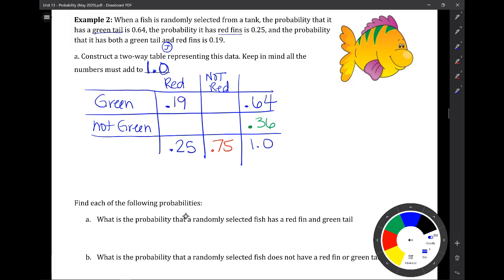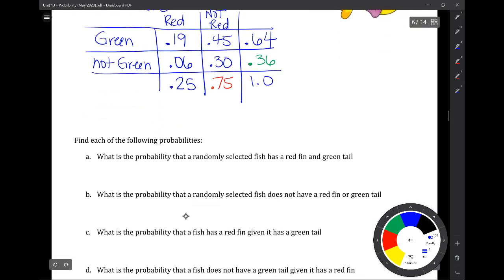And by a little math magic, you can fill in the rest of this chart by subtracting from the marginal totals here. I'm going to continue using my blue color here. So 0.25 minus 0.19 is 0.06. 0.64 minus 0.19 would give me 0.45. And you have probably 4 different ways you can figure out this missing box. That's going to be the not nots, the not reds and the not greens, and so that's going to be your 0.3. So now using our two-way table that we just created, let's answer the problems below.